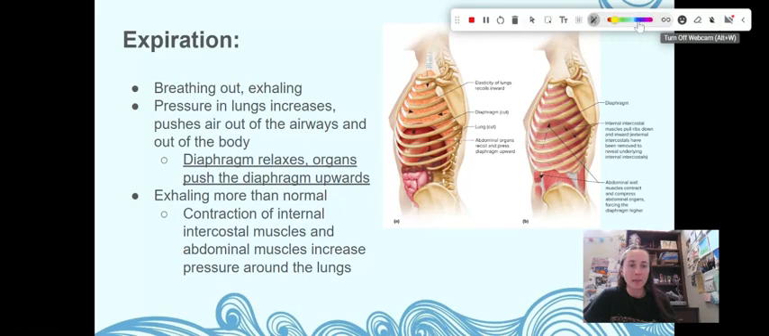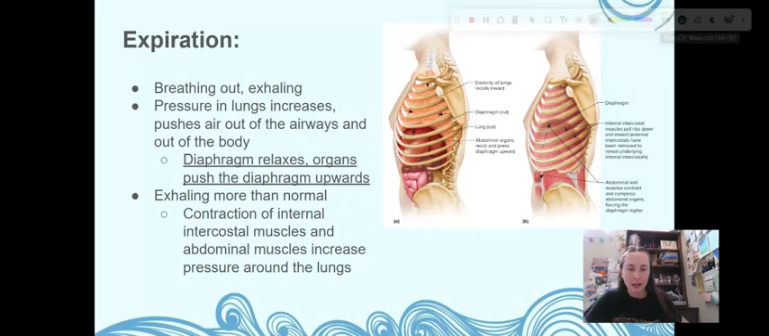So when the diaphragm is relaxing, those organs are going to push up against the lungs. That pushes the diaphragm upwards. It makes the space in our lungs smaller and forces that air out of us. If you're trying to exhale more than normal, the muscles around and in our rib cage are also going to contract, and we can contract our abs as well to really keep forcing that air out.